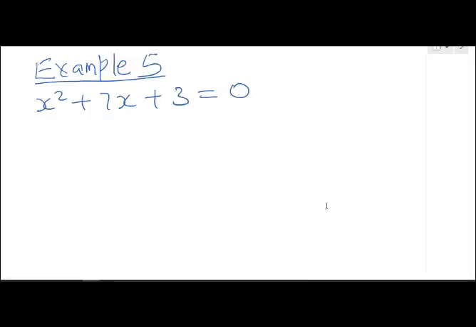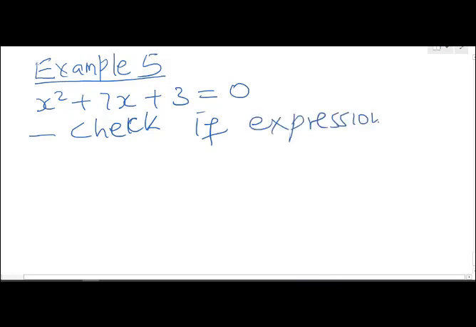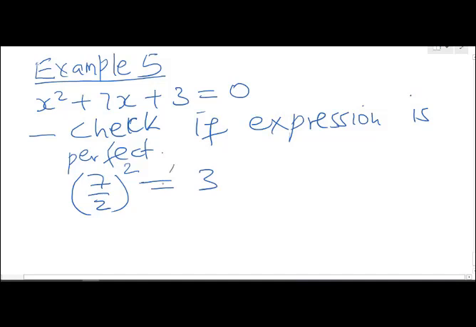In our question number 5, we are going to use completing square method. And in this case, we are going to be guided by the two principles we have observed at the top there. The first thing is you check if the expression is a perfect square. And as we have observed at the top, if the expression is a perfect square, then it will mean that the value of a is 7. We divide it by 2. Everything squared should be equals to 3, and for this case it is not. Hence we say that the expression is not perfect square.